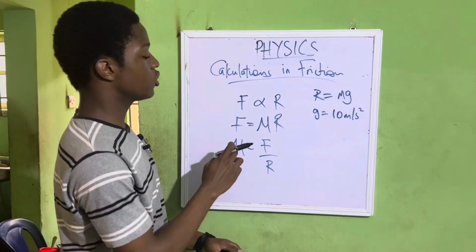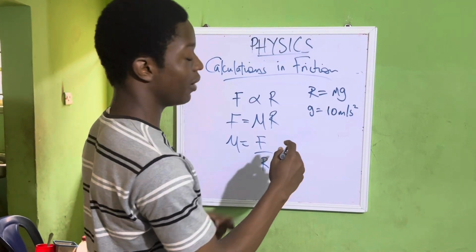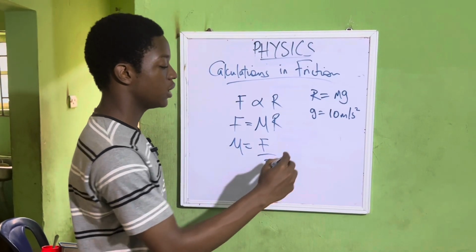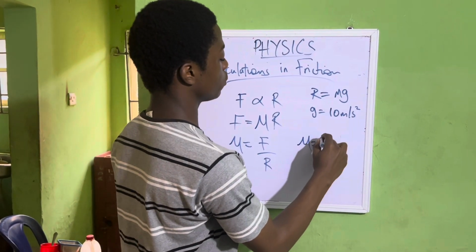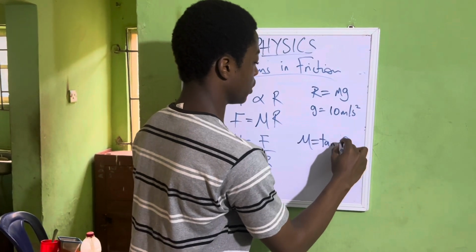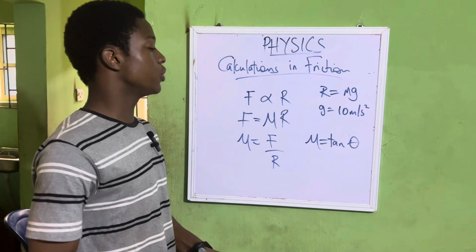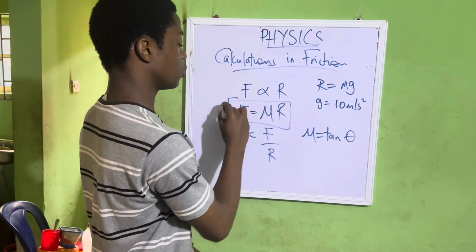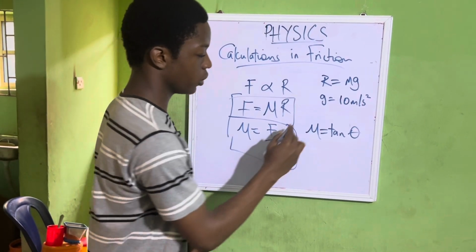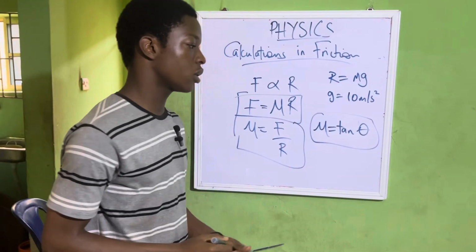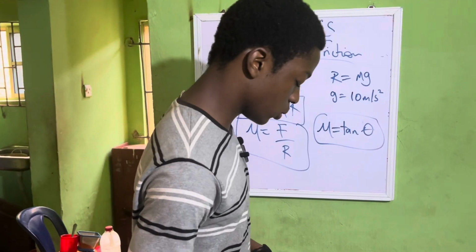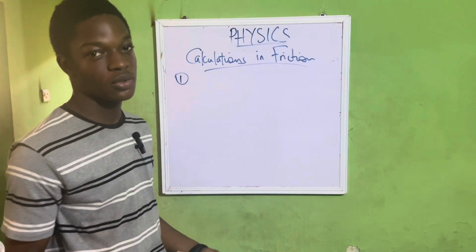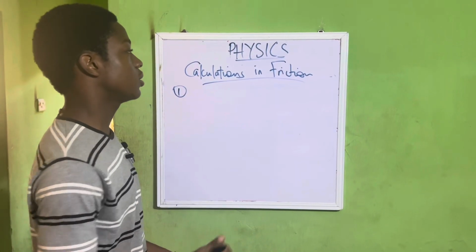Also note that this coefficient of friction has another formula when there is friction on an inclined plane. To get the coefficient of friction on an inclined plane, we have mu equals tan theta. So we are going to be using these basic formulas to solve calculation questions in friction. So I would be saying out some questions now, and you would be noting them. I'll be reading out the questions. We'll be taking one or two questions under calculations in friction.